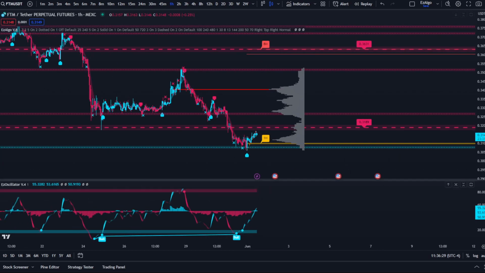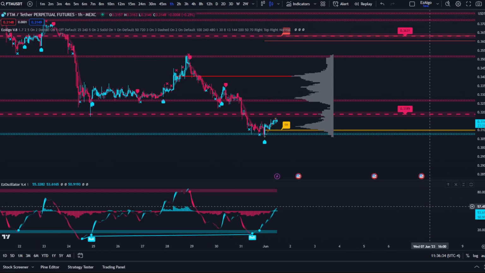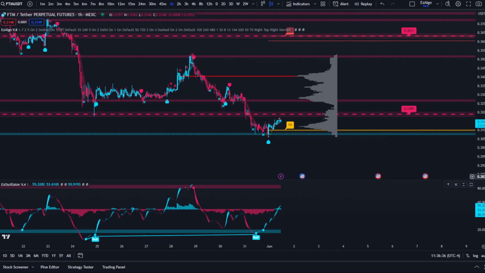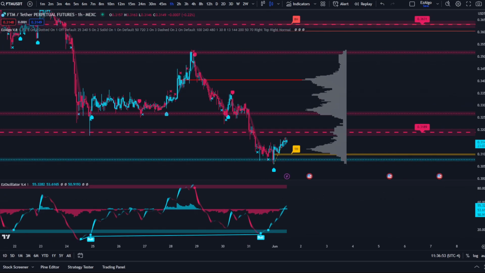That could be when the oscillator is in these overbought and oversold zones, which is a great addition to any strategy. You should always use the oscillator to show you where momentum is. You could use the point of control. You could use the trend dashboard. So the list goes on, but you really want to stack those confluences to have the highest probability trades, right?